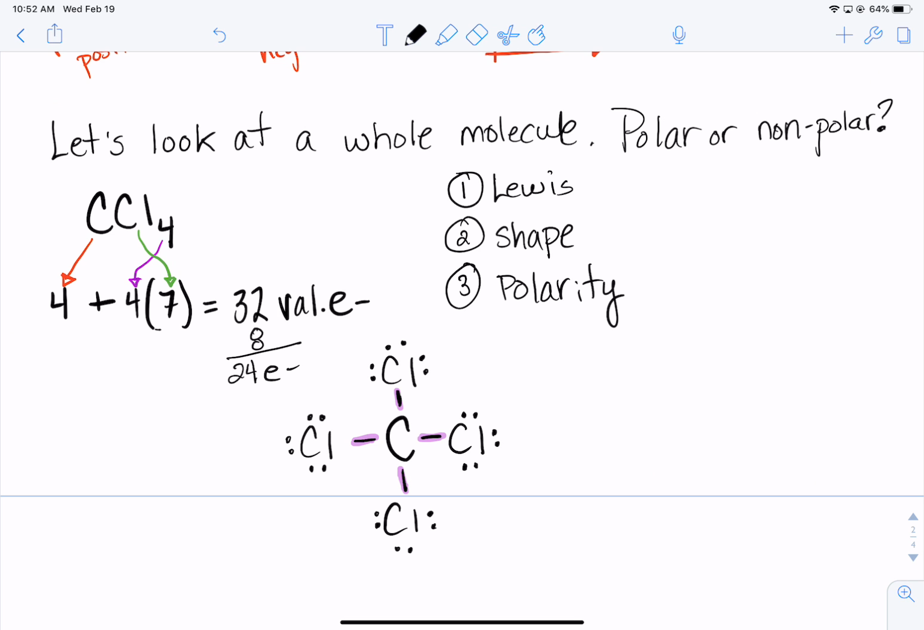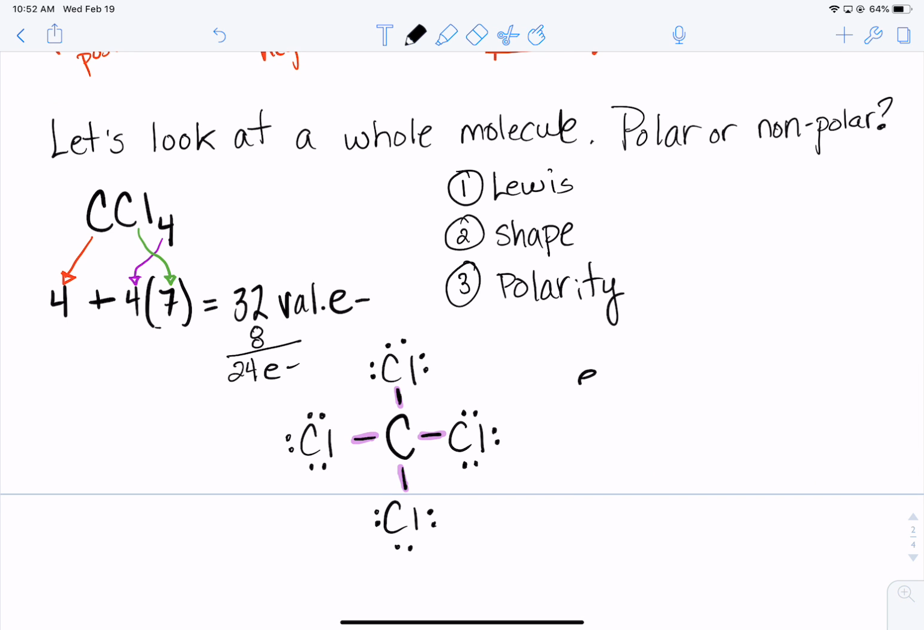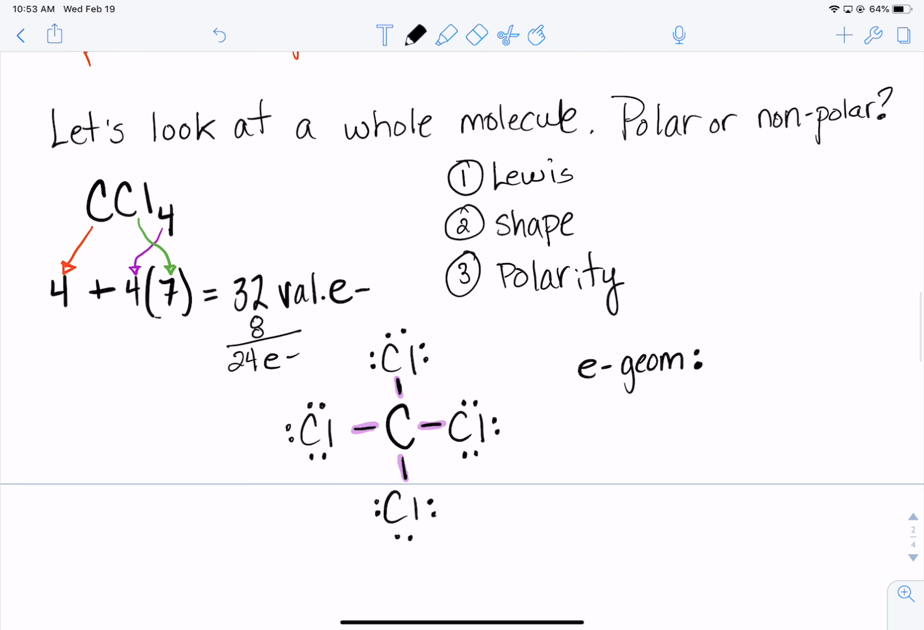All right, so now we need to figure out the shape of this. The first step is, what is its electron geometry, meaning how many electron clouds are surrounding the central atom? 4. Good. It just so happens all 4 of those electron clouds are actual bonds. None of them are lone pairs. So both the electron geometry and the molecular geometry are the same. And what do we call something with 4 things around it? Tetrahedral. Good.